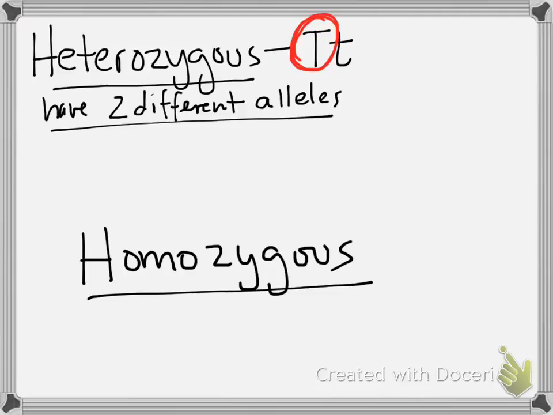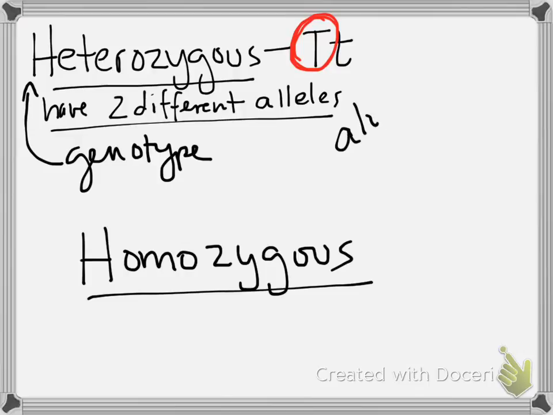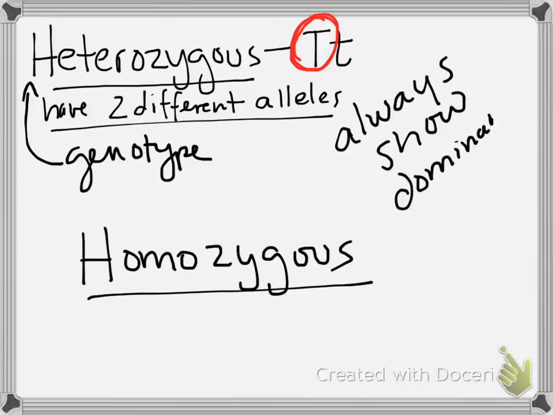So heterozygous is a genotype. Heterozygous genotypes always show the dominant allele. They always show the dominant allele.